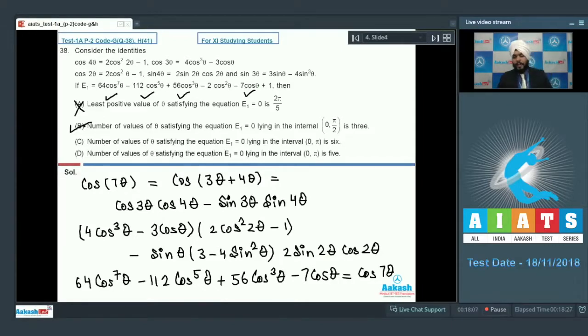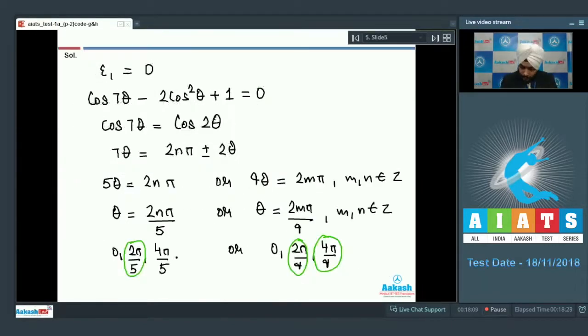Number of values of theta lying in 0 to pi. So let us further write the solutions. 6 pi by 5, obviously greater than pi. Here 6 pi by 9 and 8 pi by 9.